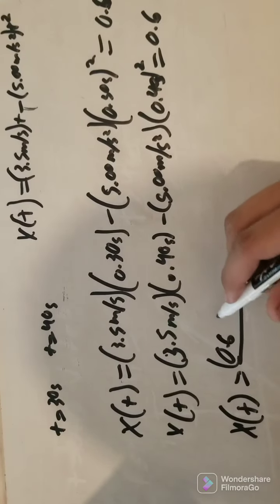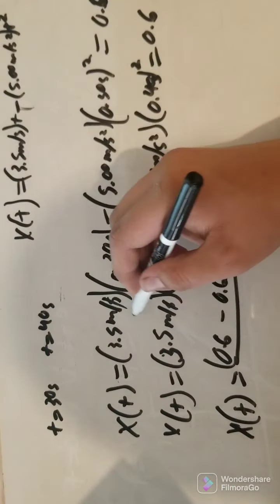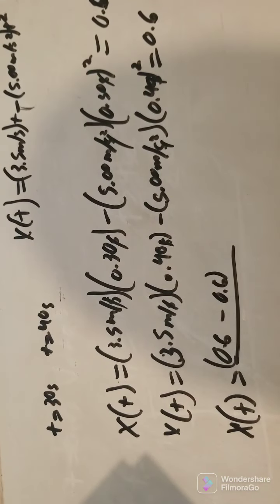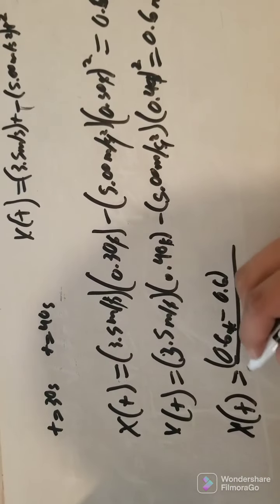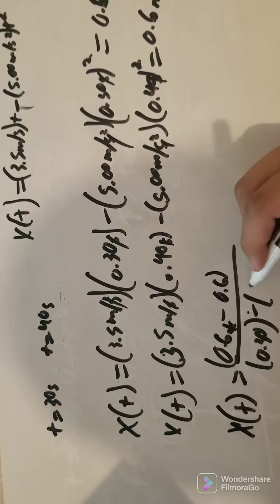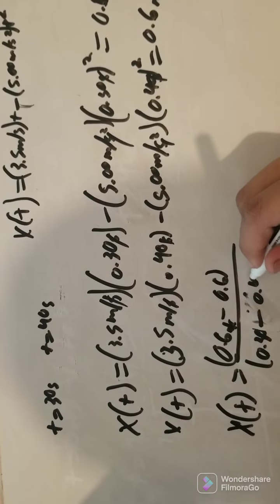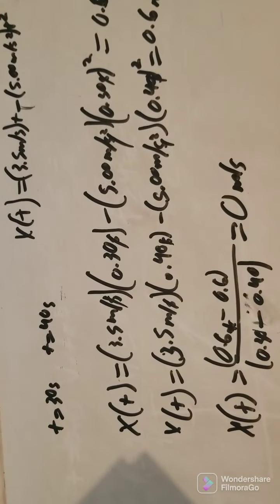So with that, x of t is going to be equal to 0.6 minus 0.6. Just cancel those. So it's going to be meters a second, if I'm correct. This is all meters a second over 0.30 minus 0.40, which is going to be equal to 0 meters a second, which will be my answer for 8 on the exam.